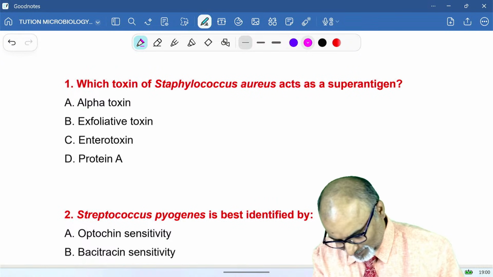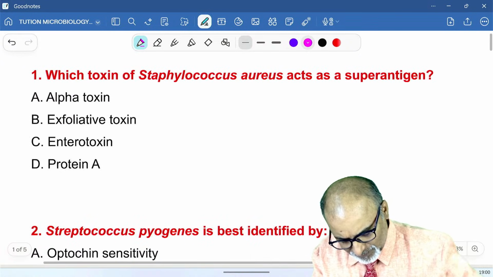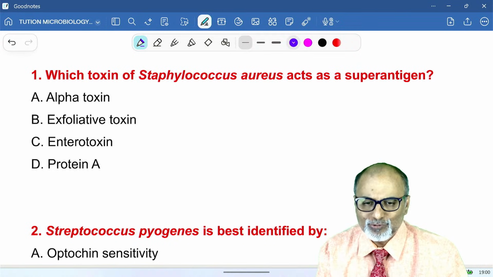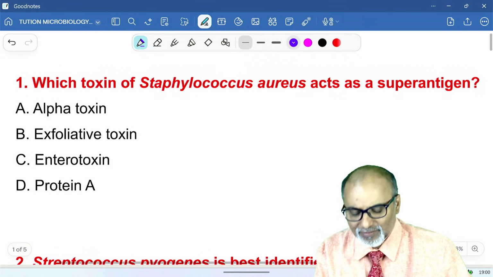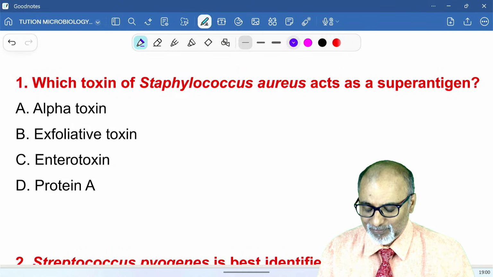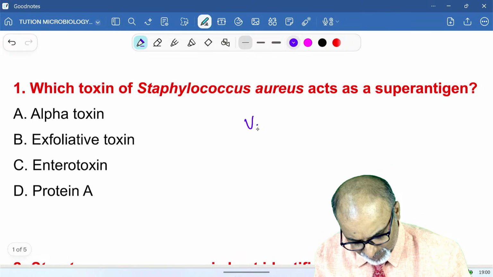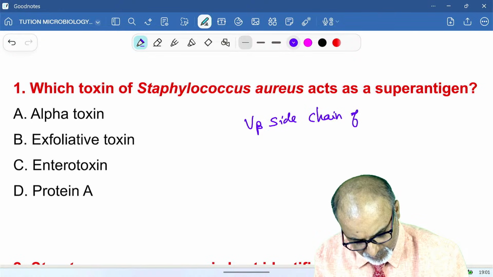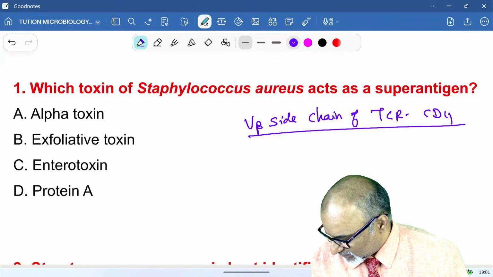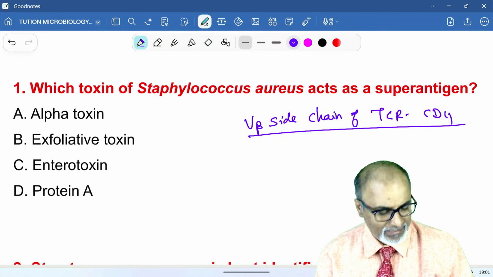We'll go to the question. First question: which toxin of Staphylococcus aureus acts as a superantigen? What is a superantigen? The antigen which bypasses phagocytosis, antigen processing, antigen presentation, everything. Directly it attaches with the variable beta side chain of the T cell receptor of the CD4 cell. Then we call it a superantigen.